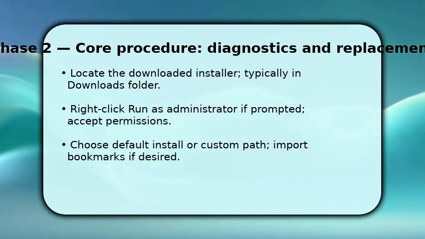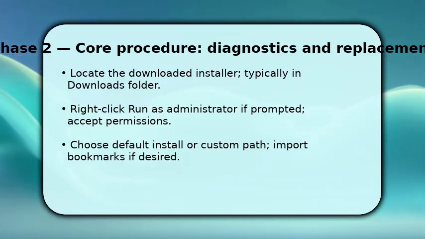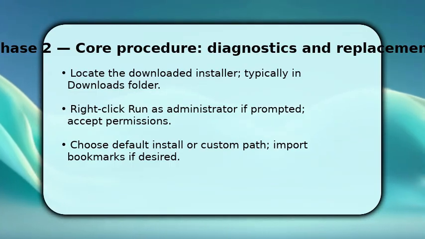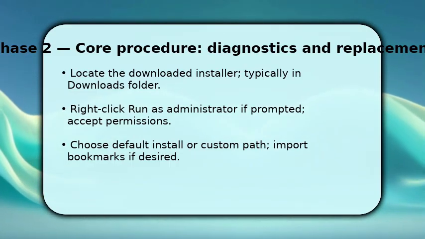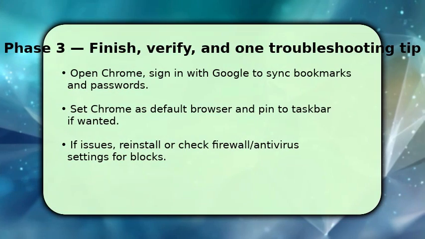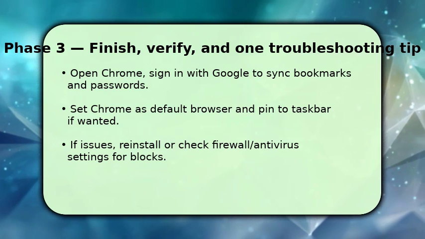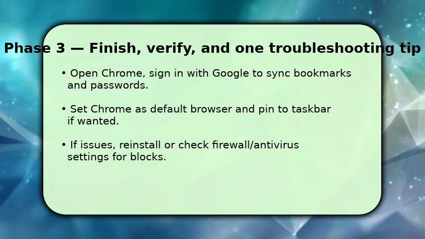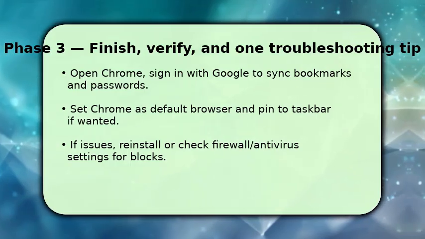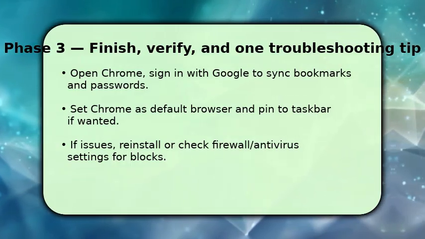During setup, pick Default Install for simplest results, unless you have a reason to change the folder. Make sure to check the option to import bookmarks and settings. Once installation completes, launch Chrome and sign into your Google account to enable sync of bookmarks, passwords, and extensions. This keeps everything consistent across devices. Make Chrome your default browser in settings so links open correctly, and pin it to the taskbar for quick access.